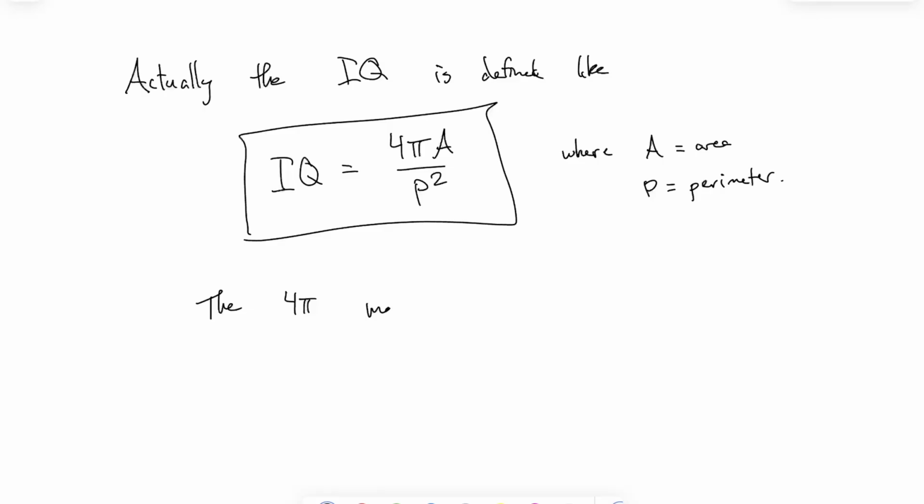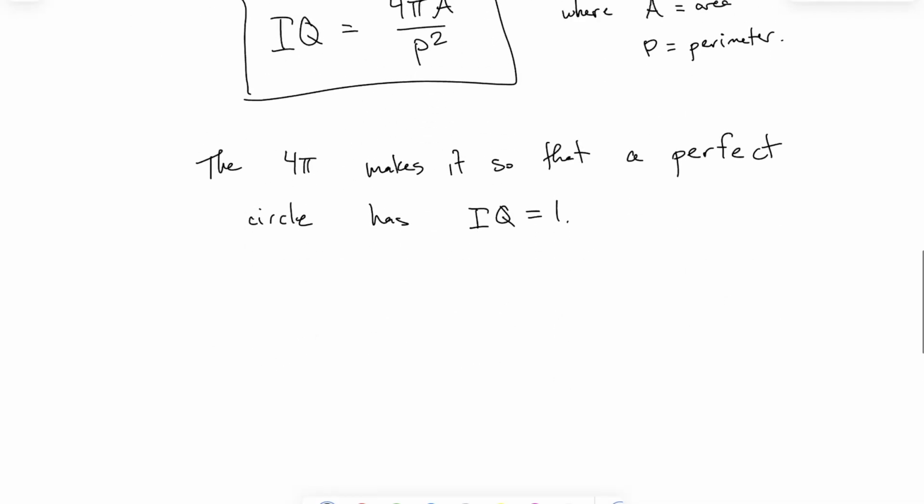The 4 pi makes it so that a perfect circle has IQ equal to 1. So according to the isoperimetric quotient, the best possible shape would just be a perfect circle. And then anything else, which is not like a circle but sort of wiggly and wobbly or has more perimeter, would be closer to 0.